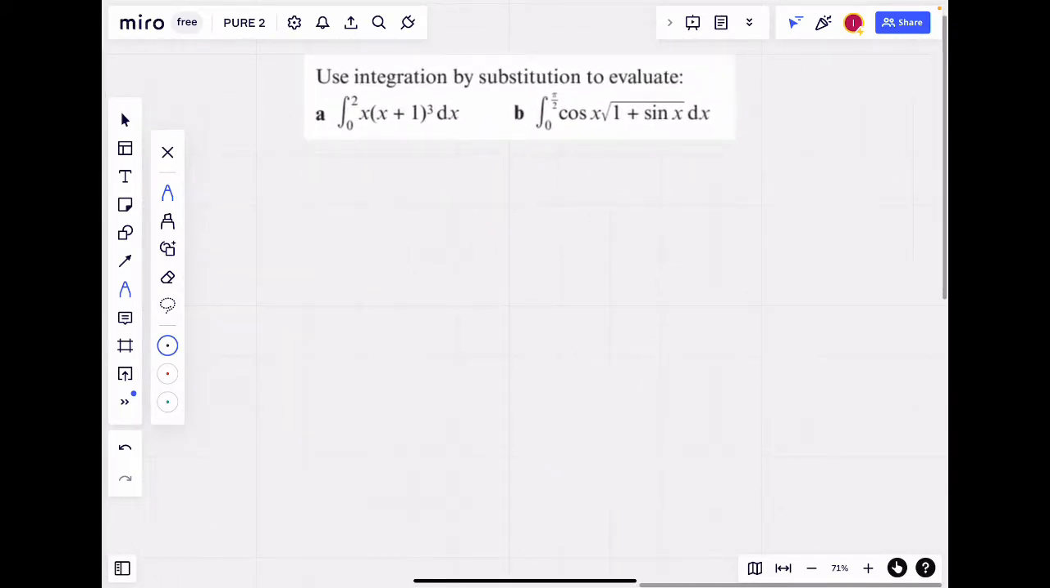Okay, I want you to try these two questions. But for the first one, I'm going to tell you what the substitute would be. For the first one, you want to let u equal x plus 1. For the second one, I want you to work out what the substitute would be. Can you give both A and B a go, please?